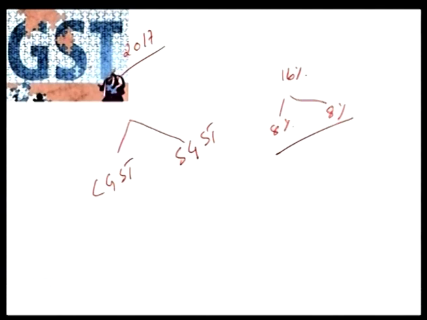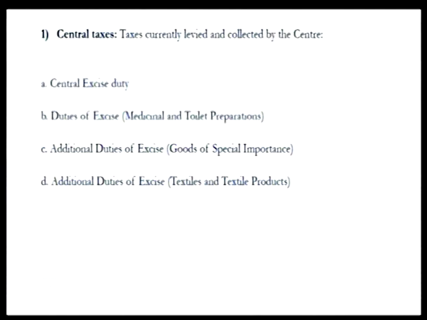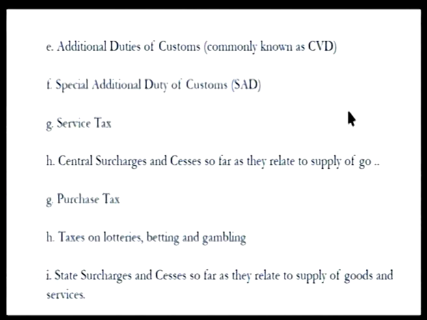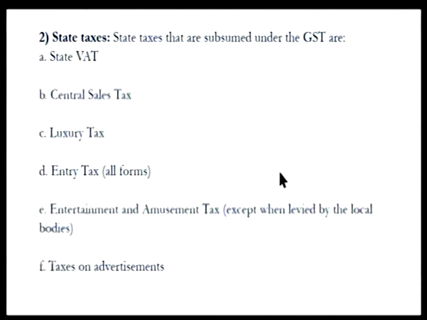So let's look at what are the taxes that have been subsumed under the GST regime. When it comes to taxes currently levied and collected by the center, there is the central excise duty, duties of excise on medicine and toilet preparations, and then additional duties of excise on textiles and textile products. So these are the taxes from the center. Additional duties of customs, special additional duty of customs, and then service tax. Central surcharges, so far as they relate to the supply of goods and services. Of course, not exactly the entire surcharge has been subsumed. And then tax on lotteries, betting, gambling.